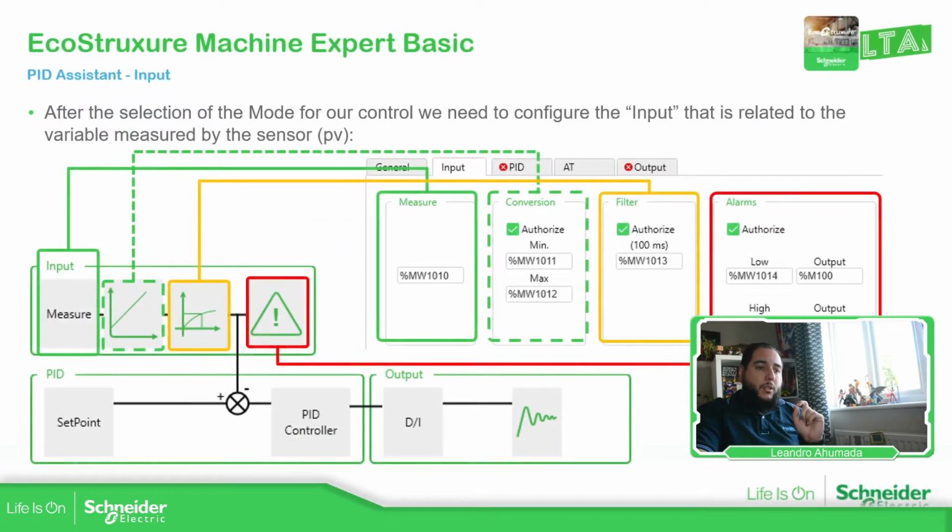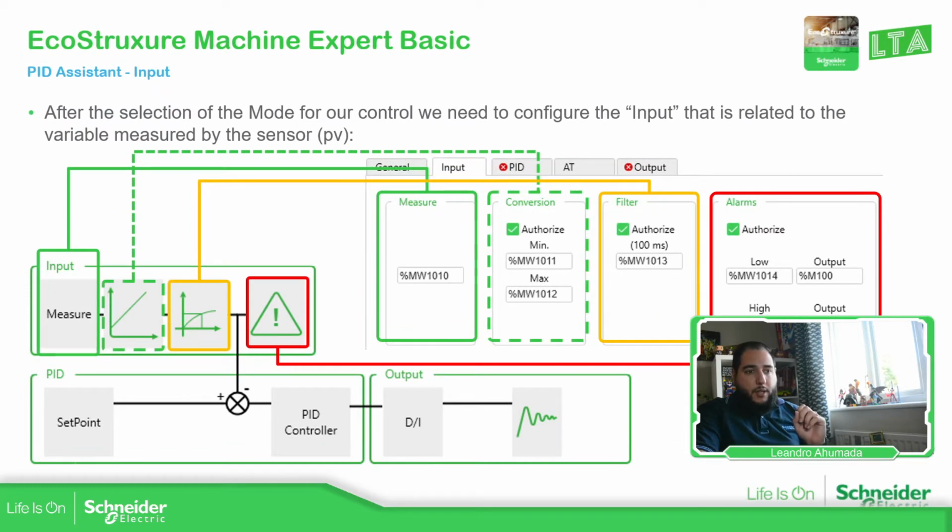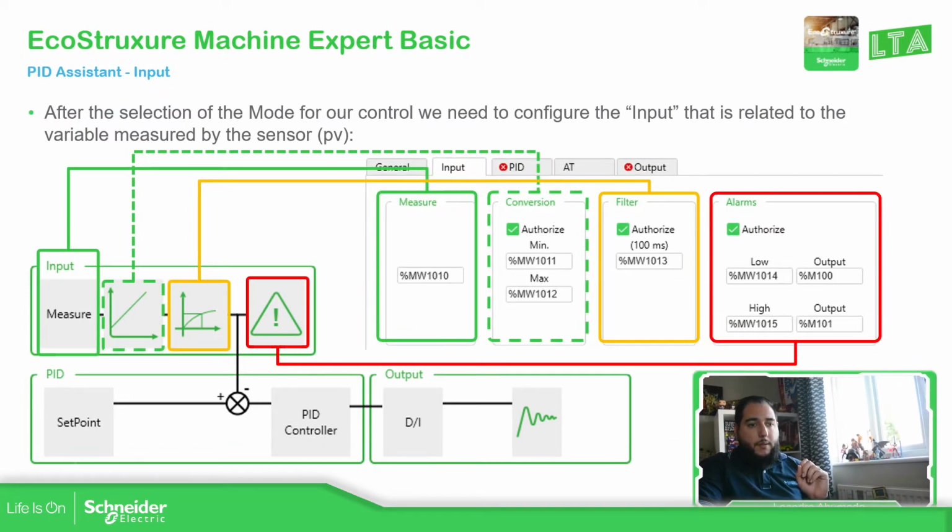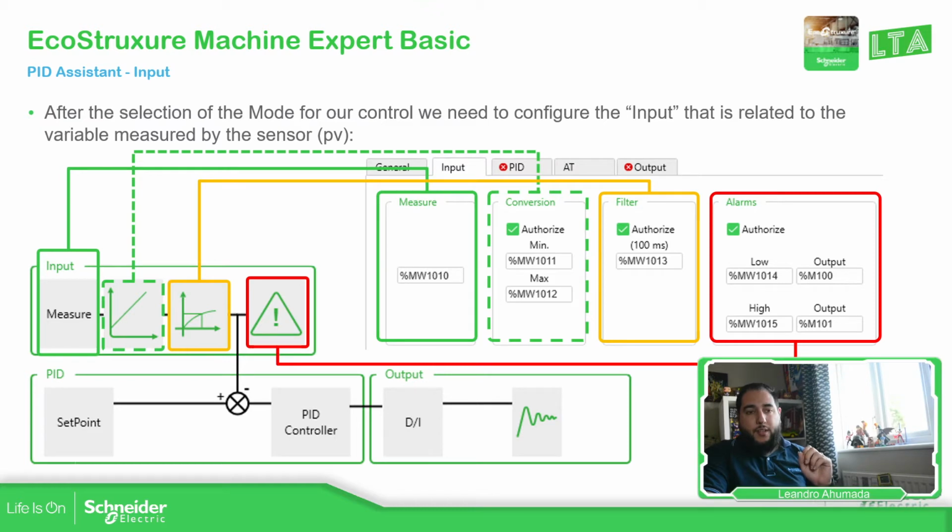So in this diagram over here, when we open the assistant, we have for the inputs 4 different fields that we can configure. We have measure, conversion, filter, and alarms. As you can see over here in the image, each of these components, once it's enabled, you should be able to see different diagrams on the configuration of the device.